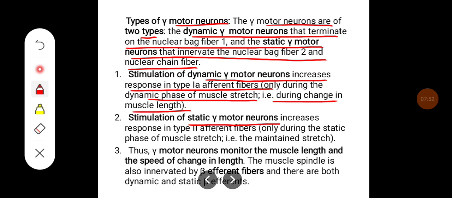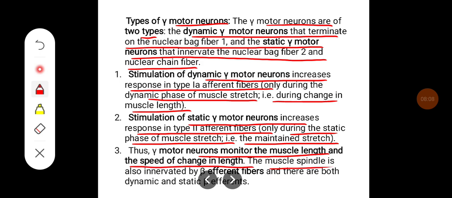Stimulation of static gamma motor neuron increases the response in type 2 afferent fibers only during the static phase of the muscle stretch, that is, in the maintenance stretch. Thus, gamma motor neurons monitor the muscle length and the speed of the change in length. The muscle spindle is also innervated by beta efferent fibers, and there are both dynamic and static beta efferents.